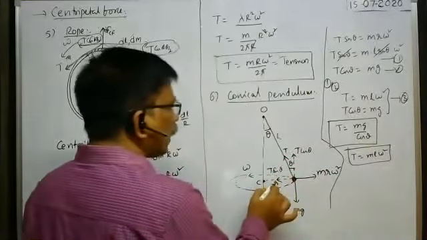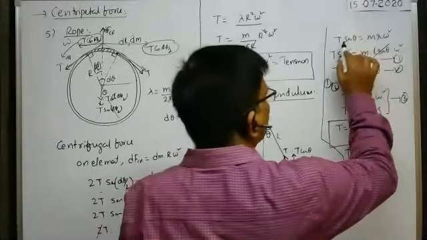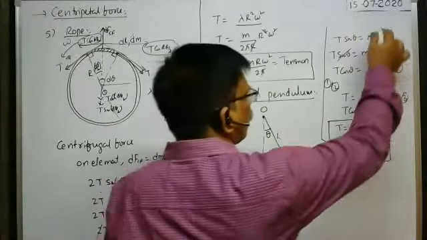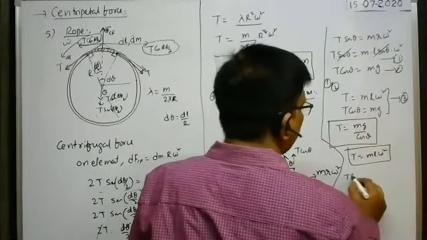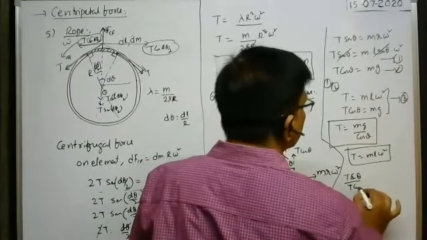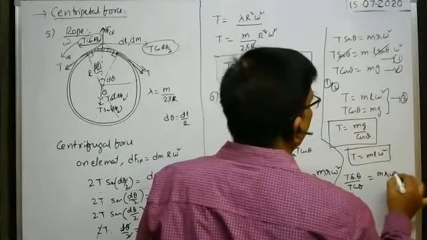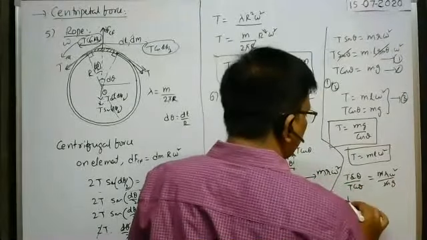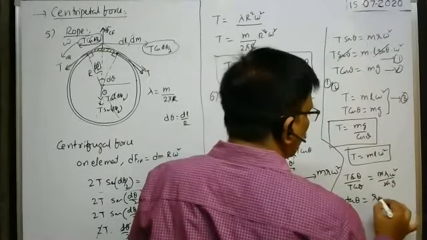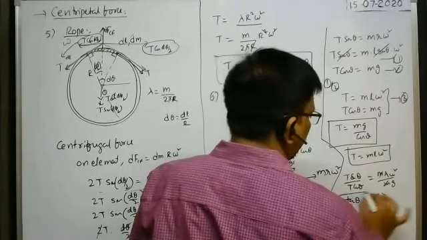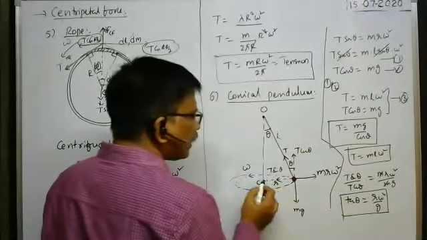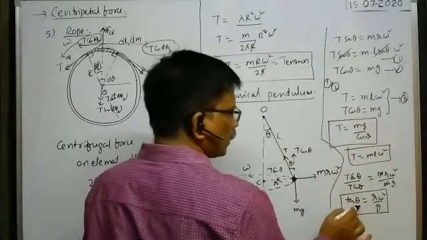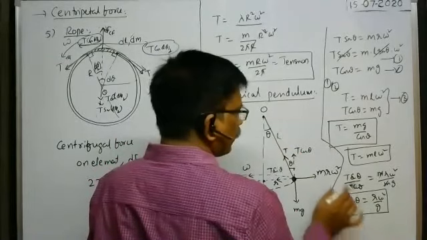Sometimes if you are given small r, then you keep T sin theta is equal to m r omega square only, and T cos theta is equal to mg. When you divide these two, T sin theta by T cos theta is equal to m r omega square by mg. m cancels. Therefore, tan theta is equal to r omega square by g. If you are given the radius of the circular path r, then we can write the formula for theta as this one.